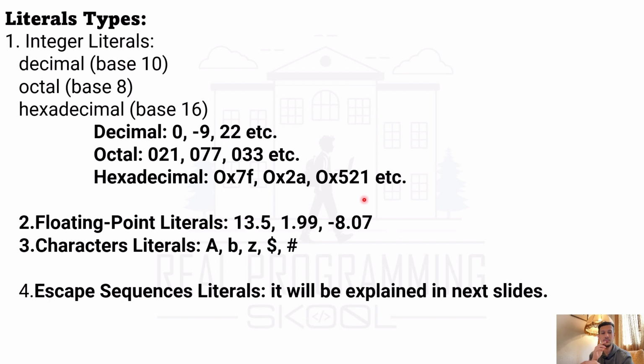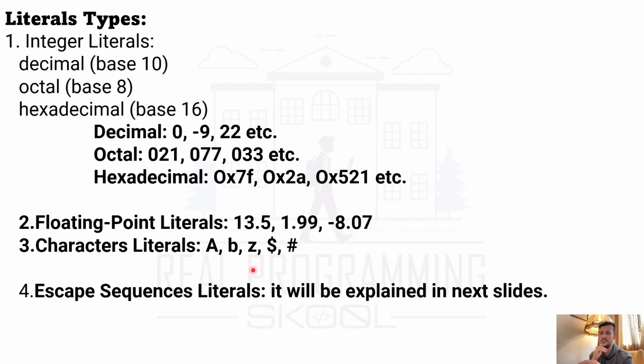Octal also starts with 0, or 0o, whatever. This is not our topic now in this lesson. So all of these integers, all these numbers with different bases from different systems, are literals. And we also have floating point literals like 13.5, 3.14 for pi, or 1.99, -8.07. All of these are floating point literals. These literals are also fixed values. We cannot change them, we cannot store something in them, and they have no name.